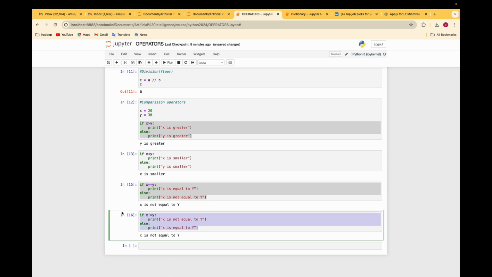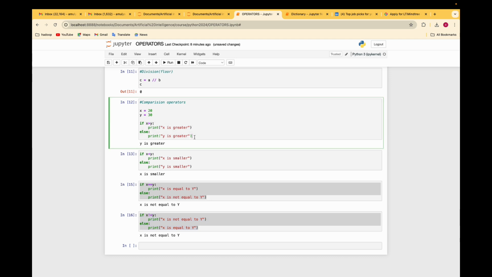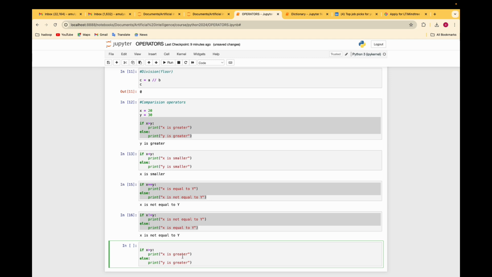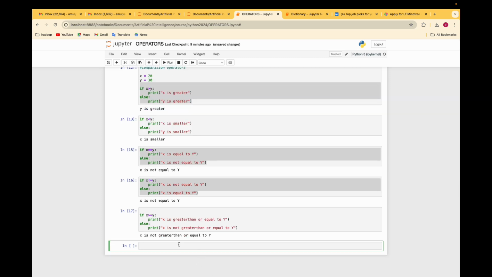What if I say x greater than or equal to y? So let's run it. It says x is not greater than or equal to y.